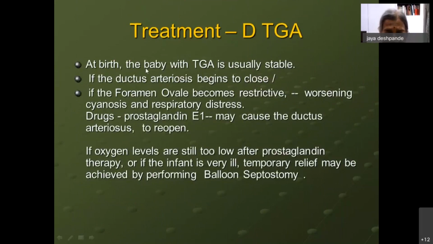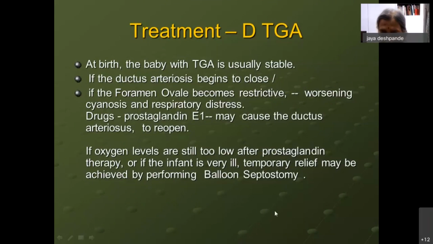So at birth, the baby with TGA is usually stable. The problem arises if the ductus arteriosus begins to close or if the foramen ovale becomes restrictive, then you have worsening cyanosis and respiratory distress. To keep the ductus patent, drugs like prostaglandin E1 may be used so that the ductus reopens.